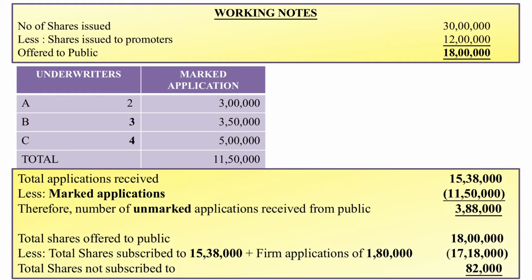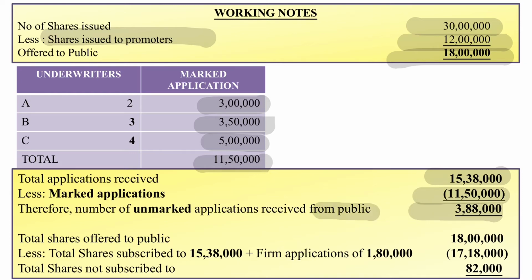From the table, we can now see that the total of marked applications comes to 11.5 lakhs. But we know from the problem that the total applications received is 15 lakhs 38,000. Out of which, if we deduct the 11.5 lakhs marked applications from the underwriters, we will get the shares subscribed by the public, or we can also call it unmarked applications. Therefore, the amount of shares received from the public in this case is 3 lakh 88,000. Out of 15 lakhs 38,000 applications received by the company, 3 lakh 88,000 is the unmarked applications, or the applications received by the public in general.